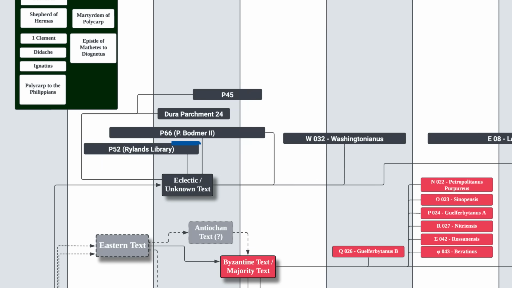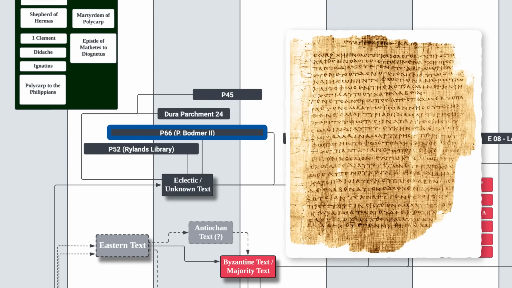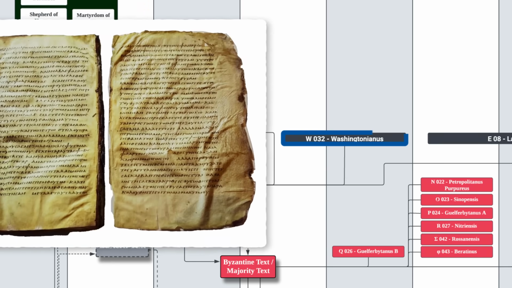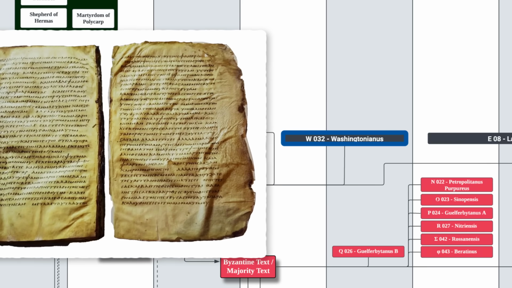Another very early manuscript is Papyrus 66, which is the oldest nearly complete copy of the Gospel of John. It is broadly Alexandrian, but it also has some mixed readings, and therefore it is often put in the eclectic unknown category as well. The same is true of Codex Washingtoniensis, which dates to around 400 AD and is currently housed at the Smithsonian, making it the oldest copy of the four Gospels located in the US.